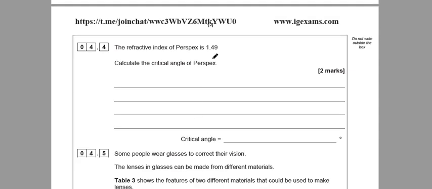If n is 1.49, calculate the critical angle. We know that n equals 1 over sine c, where c is the critical angle, or sine c is equal to 1 over n, so c is equal to sine inverse of 1 over 1.49. The answer will be.